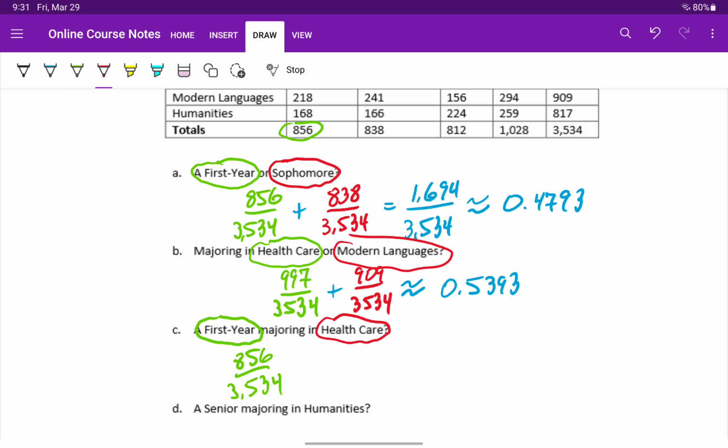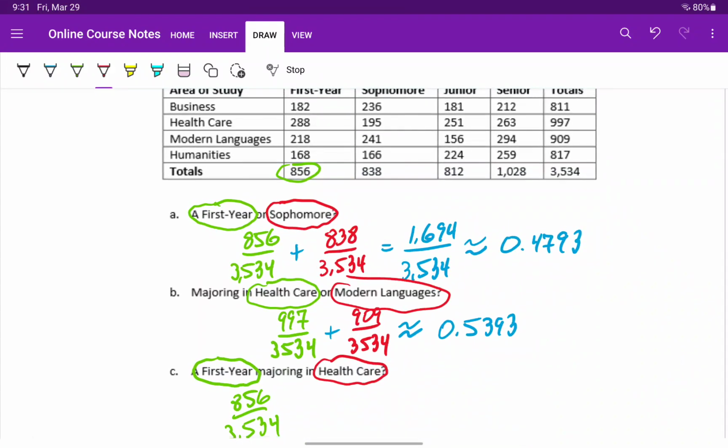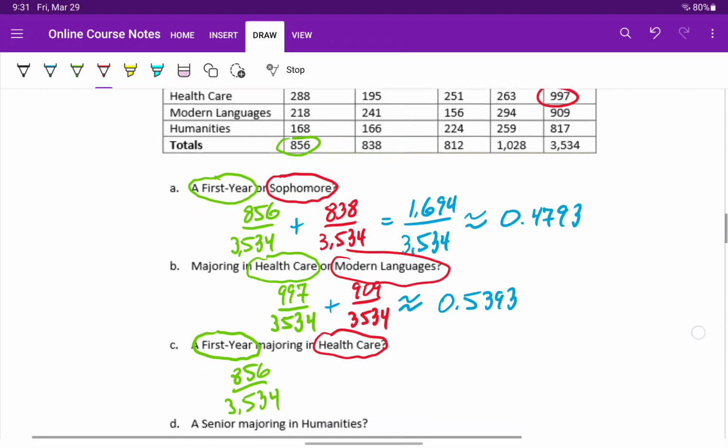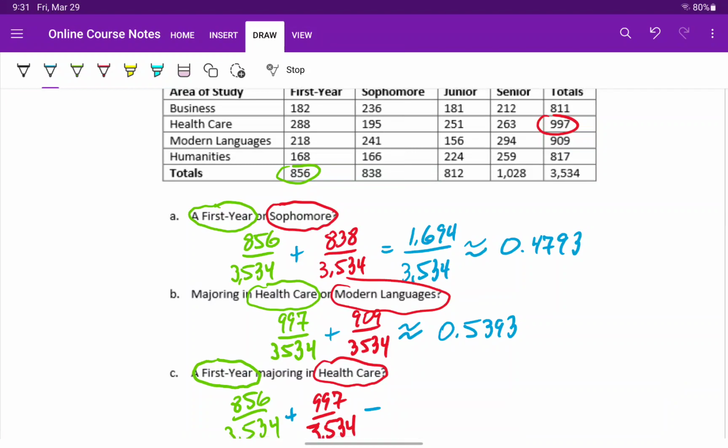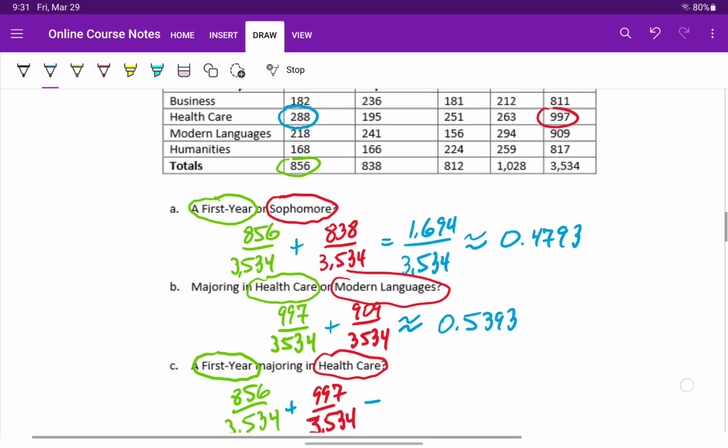Then we need the probability that a student is a healthcare major, which is 997 out of 3,534. We'll add those together, but then we need to subtract out the overlap. The overlap is the group of students we double counted, those who are first years and healthcare majors. In this case, that's 288 students.